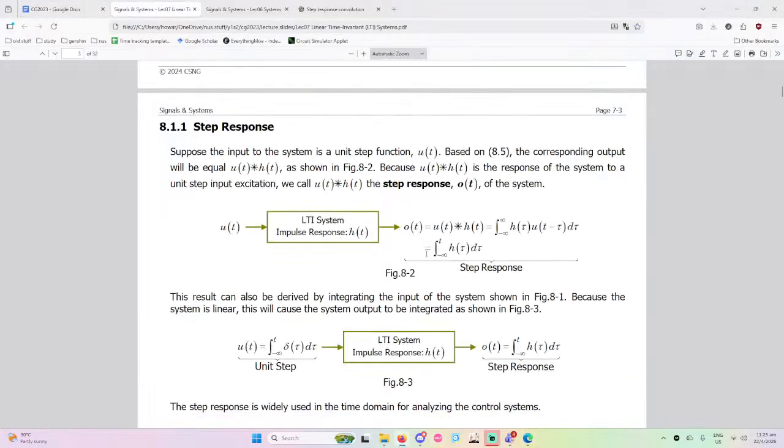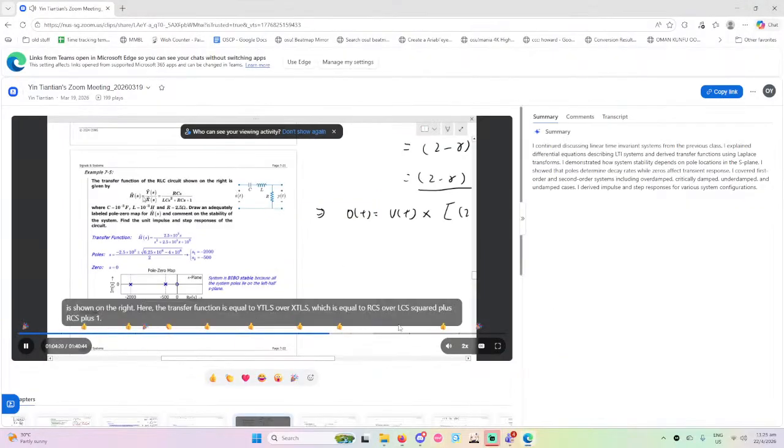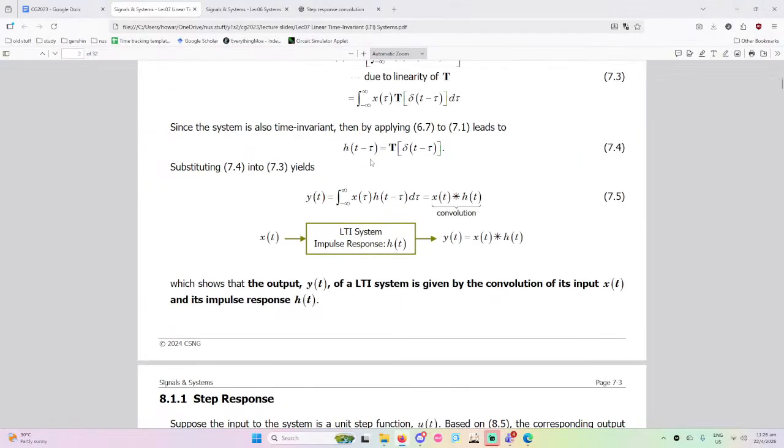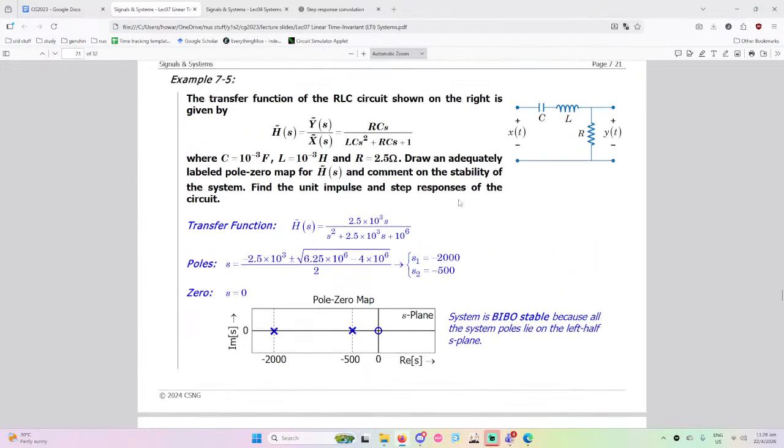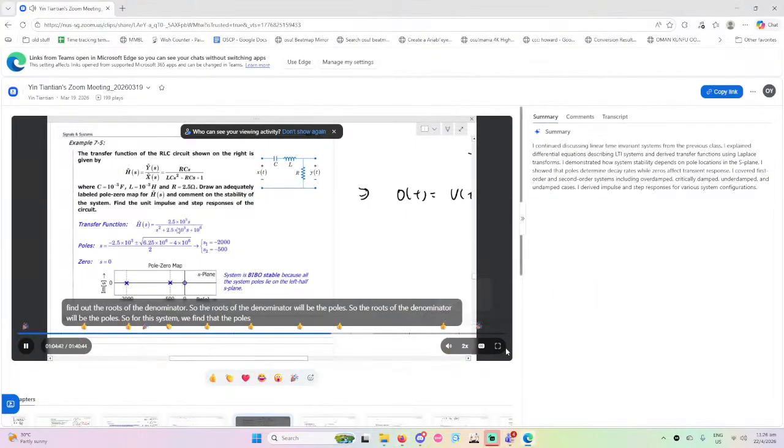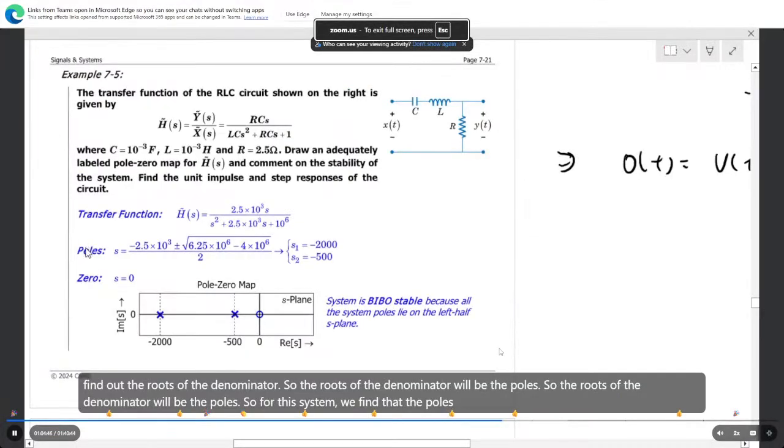So here the transfer function of the RLC system is shown on the right. The transfer function is equal to Y(s) over X(s), which is equal to RCs over LCs squared plus RCs plus 1. By substituting the values of R, C and L into this transfer function, we get this expression here. Now we can find the roots of the denominator. The roots of the denominator will be the poles.